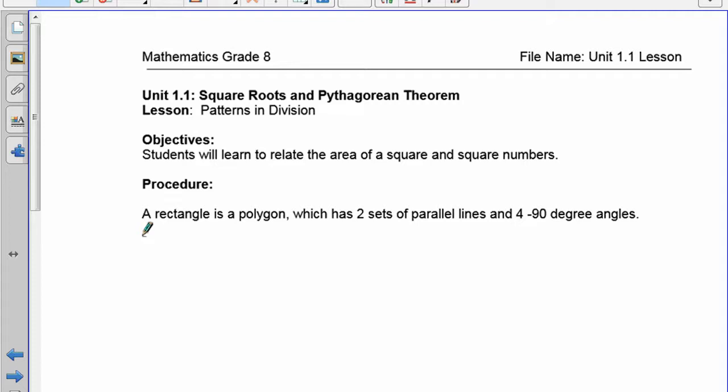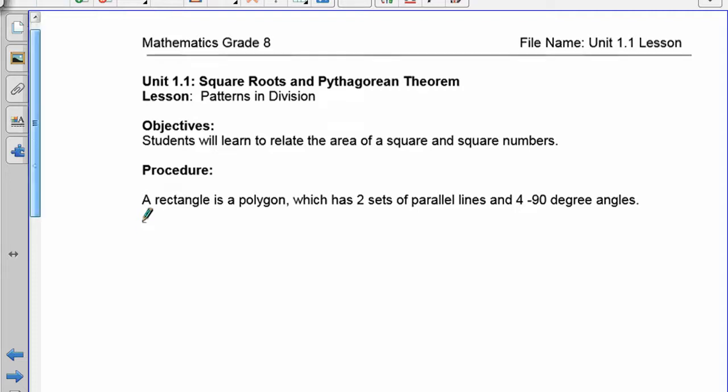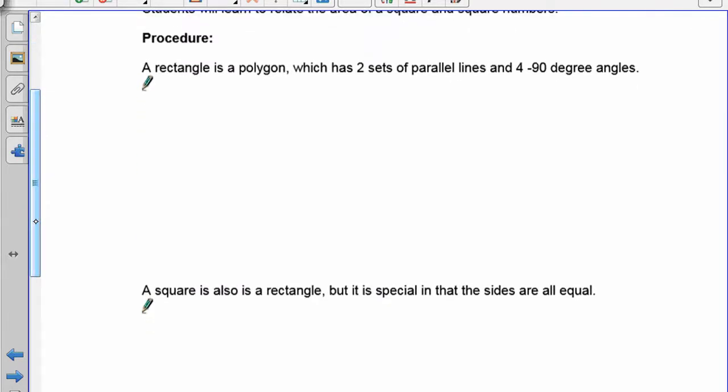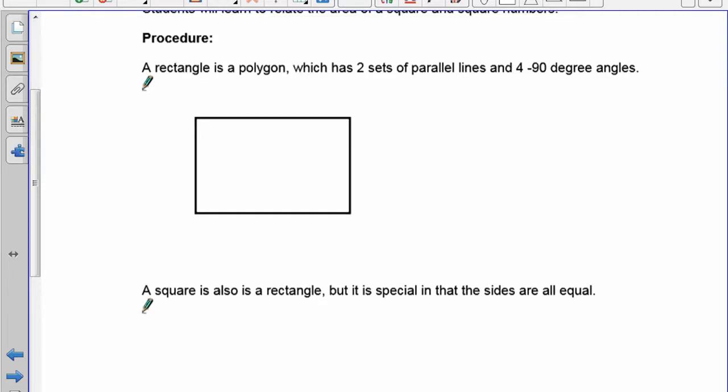Now, before we can begin that, we have to make sure we clear up any confusion on what a square is and what a rectangle is. A rectangle is a polygon which has two sets of parallel lines and four 90-degree angles. So if you were going to draw a rectangle, you would draw something like this. This is what we normally would class as a rectangle.